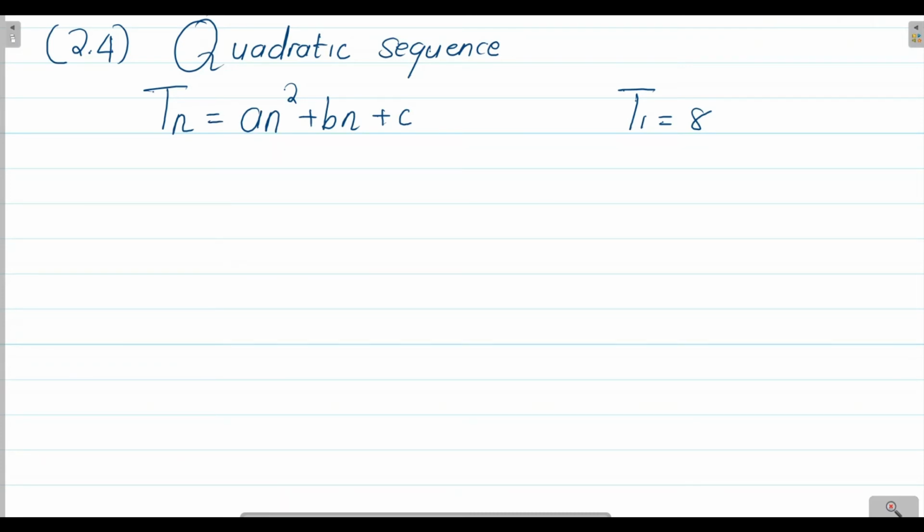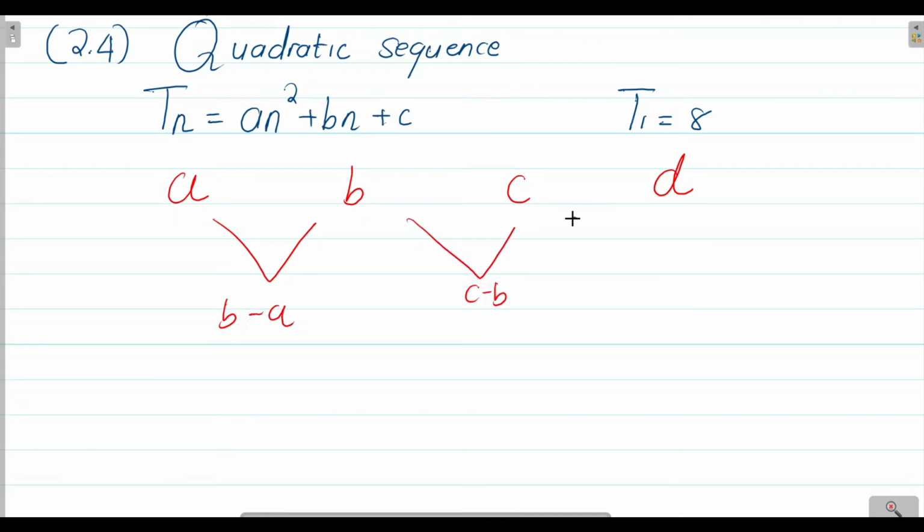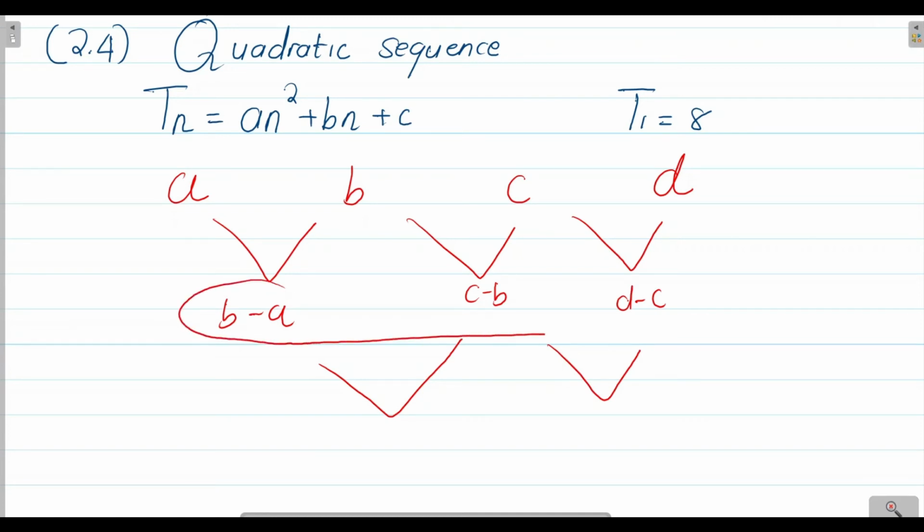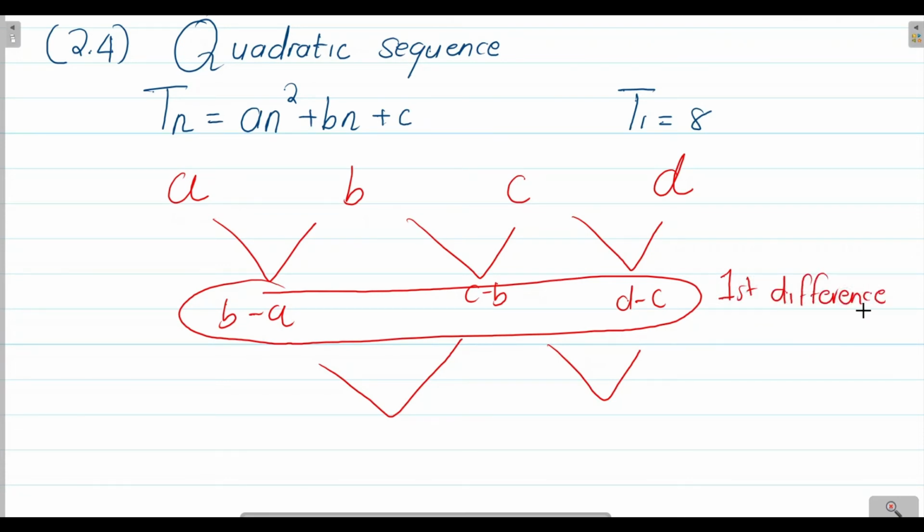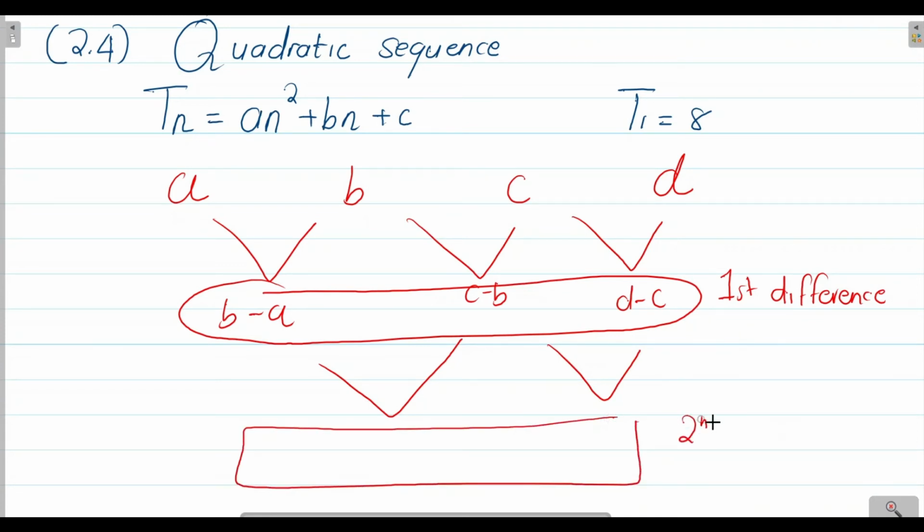When you're dealing with a quadratic sequence, we've got A, B, C, D. So B minus A, C minus B, D minus C, like that. These values here are considered your first differences, and the values that you get from those differences are considered your second common difference, when you're dealing with a quadratic sequence.